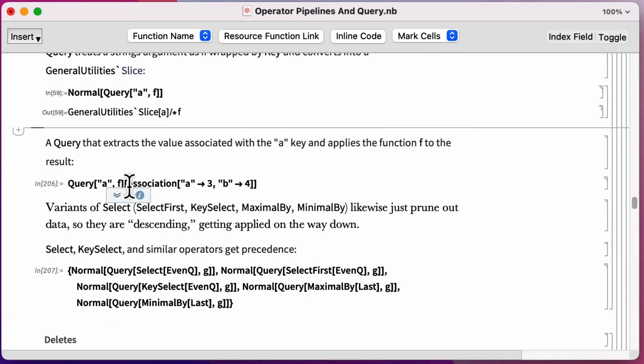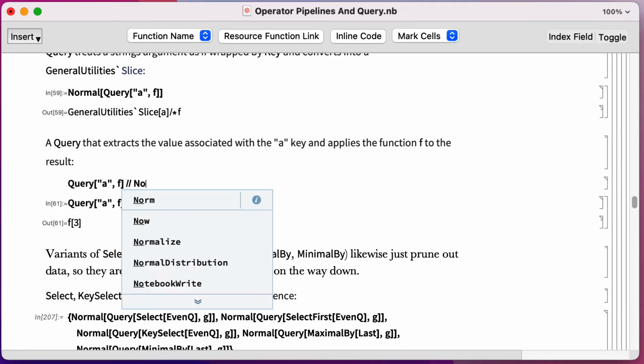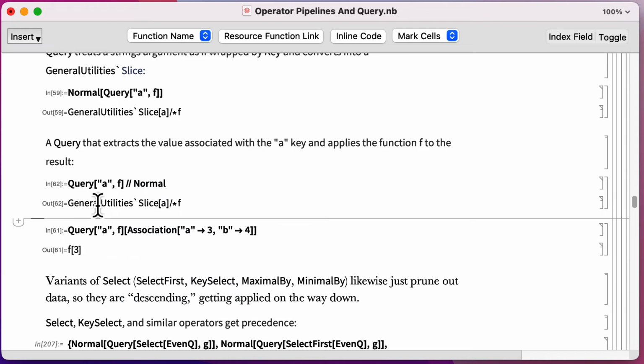So let's look at what this query is going to do. This is a slice, and so it's going to come in ahead of time. So it's going to say, oh, I'm going to grab the A part of this, and I'm going to have just the association A goes to 3, and I'm not going to have anything with B goes to 4. And then I'm going to F that. So let's see what happens when we do that, and we get F of 3. Again, the A slice grabs the value associated with A, that's 3, and then it Fs. And if you had any question about what the order of operations was, I hope by this time you know that what you do is normal it. First A it, then F it.